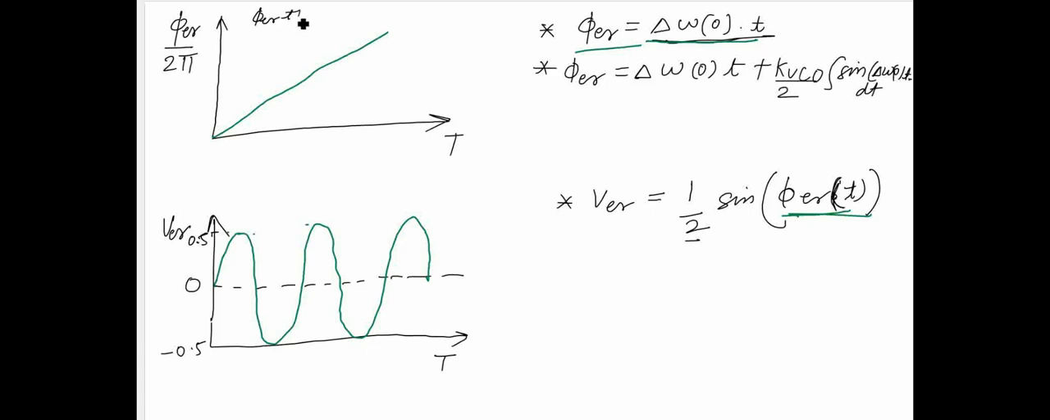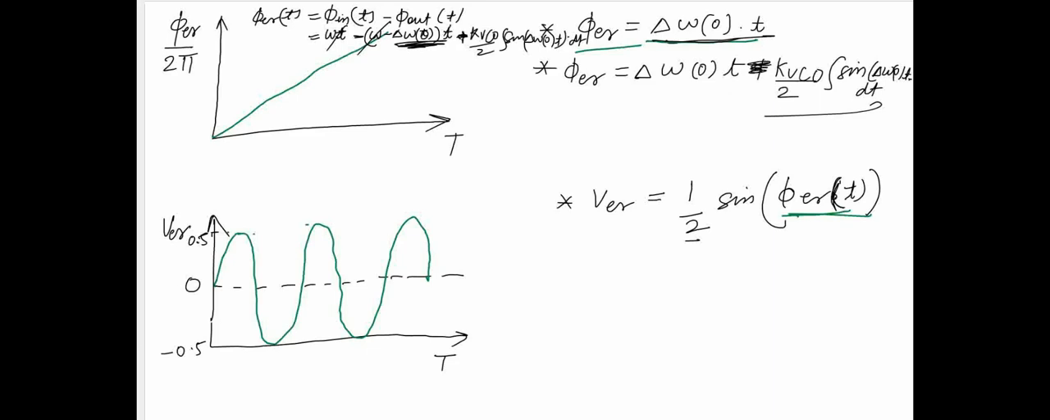Phi error t is equal to what? Phi in t minus phi out t. So what is phi in t? Phi in t is omega t. And this is your omega minus del omega 0 t, and then minus KVCO by 2 integration of sine del omega 0 t dt. So omega t will be cancelled out, and you will get del omega 0 t, then plus KVCO by 2 del omega 0. This was plus, so this will be minus. And this is like this.